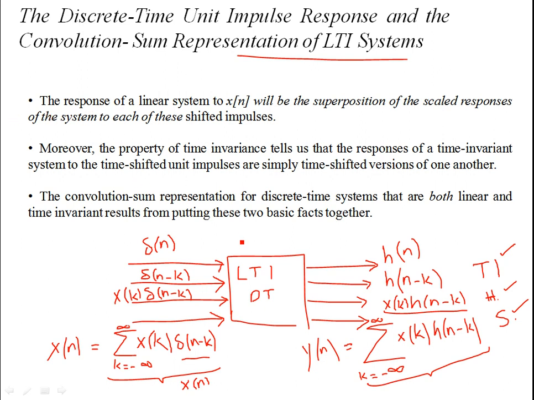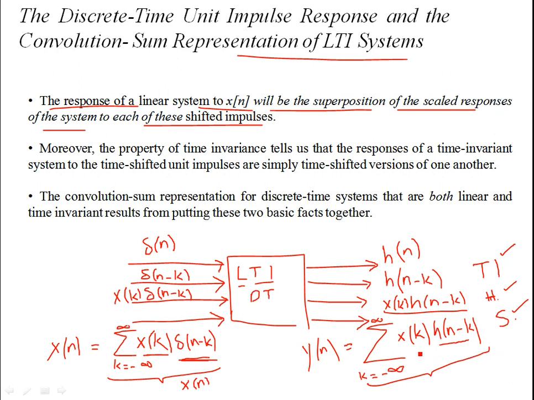So now you see we have put together these two facts, linearity and time invariance, in deriving the convolution sum. Now the response of a linear system to x of n will be the superposition of the scaled responses of the system to each of the shifted impulses. So this is exactly what happened. Now we have these scaled shifted impulses, and these are not one, these are many such inputs which are summed up. So the output is the linear combination of the individual responses. The response to one impulse is h of n. h of n minus k is just the delayed version of the impulse response.